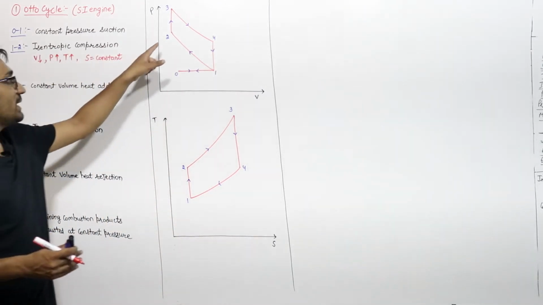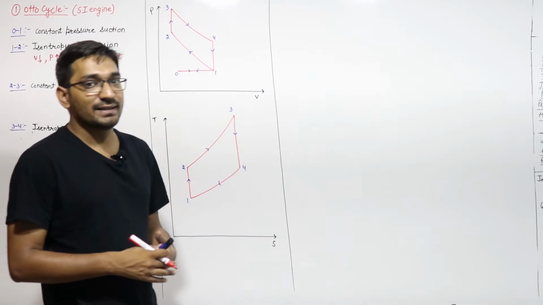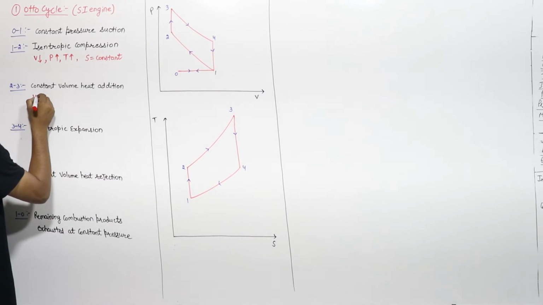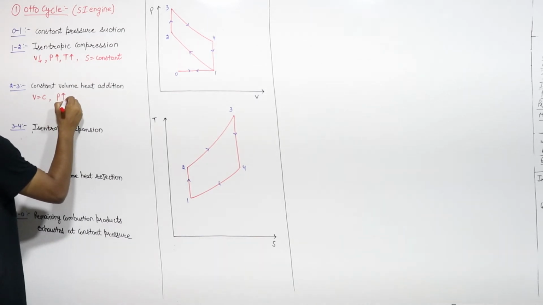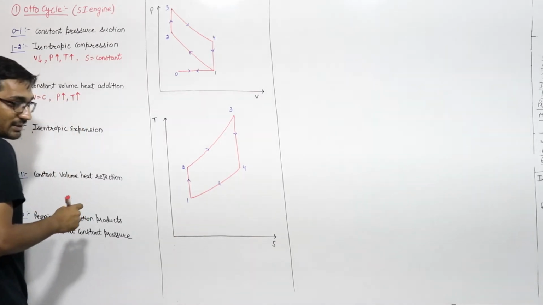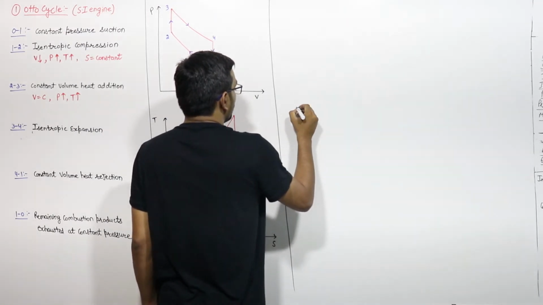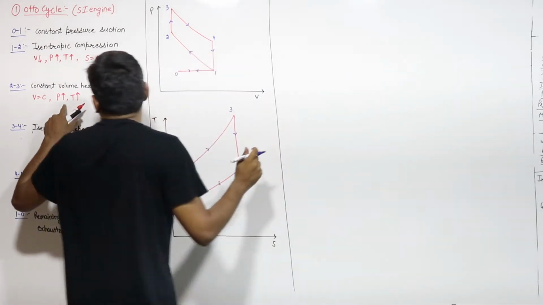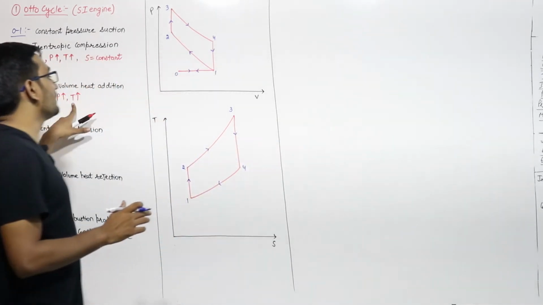Now process 2 to 3 is constant volume heat addition. In the SI engine the heat is added at constant volume, right? So the volume will remain constant. In this case, when heat is added, pressure will increase, and because heat is added, temperature will increase, right? This is an air standard cycle, so air is treated as an ideal gas. So from the Charles law, you know that if the pressure increases, then the temperature will increase, right? We know this relation from the Charles law.